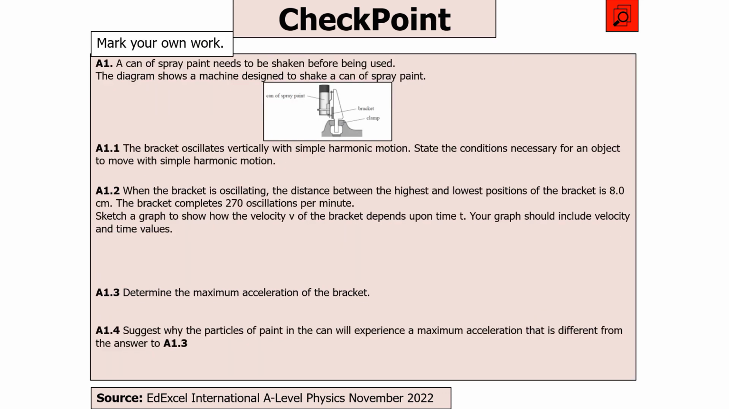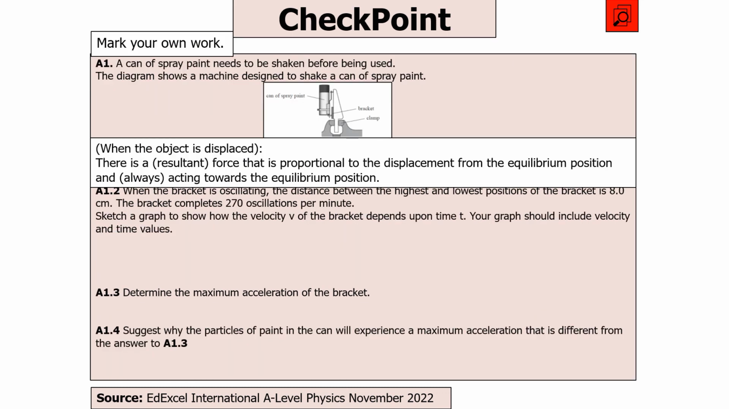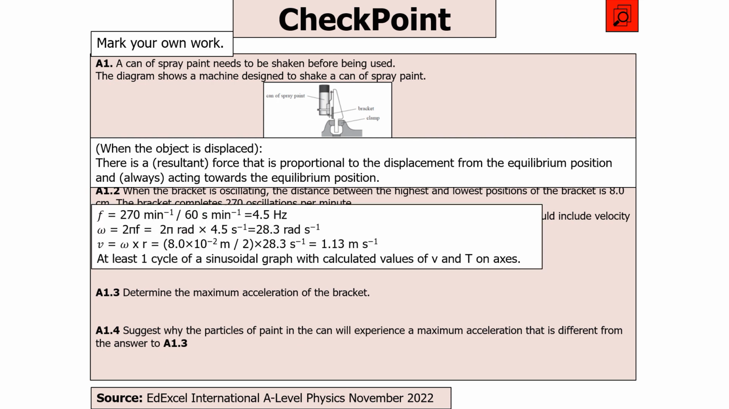Right, in this first one, like we said before, learn the concept of simple harmonic motion and its criteria. So there's a resultant force that's proportional to the displacement from equilibrium, and that force is always acting towards the equilibrium position. In this next one, we can say f is equal to 270 divided by 60, so it's 4.5 hertz. Omega equals 2 pi f, so it's 28.3 radians per second. And v equals omega r, so it's 1.13 meters per second. Then you can use that to draw your graph of the values for v and t on the axis, because you've just worked out the maximum velocity.